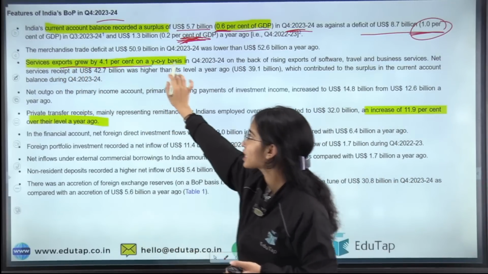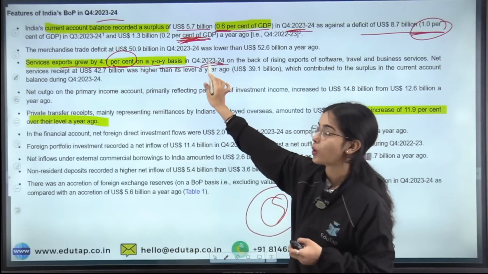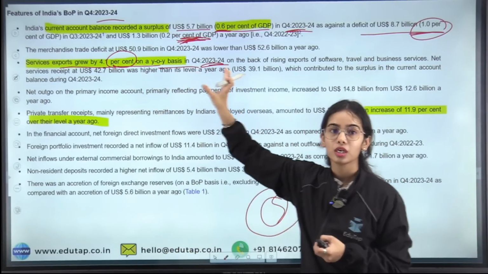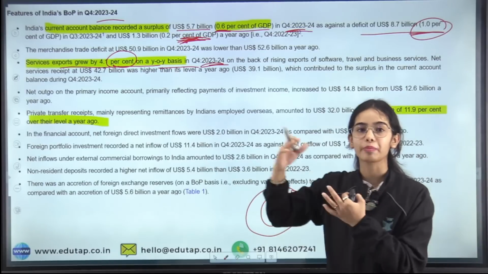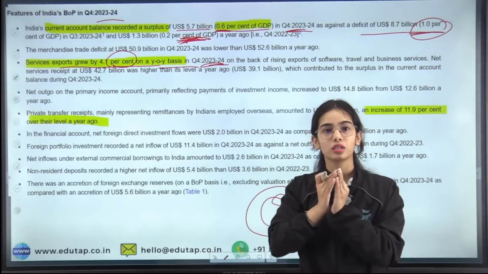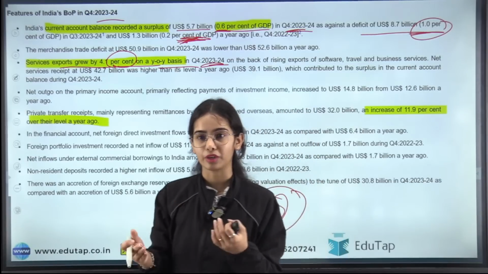Now, services exports grew by 4.1% on a year-on-year basis in the quarter 4. So that is also good. That means the service growth has led to the current account surplus, we can say, in the quarter 4 of 2023-24.